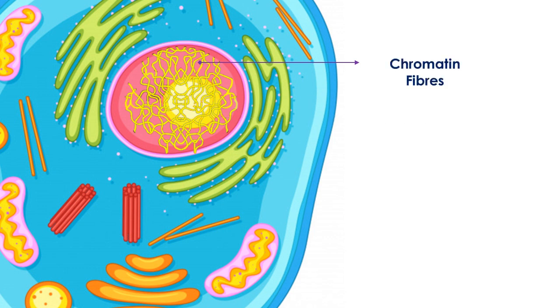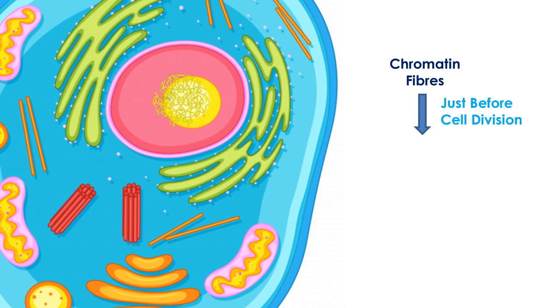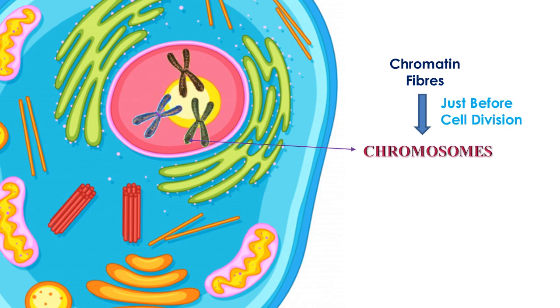What if the cell has to undergo cell division? Is it possible to divide such a cell into two equal halves with such a tangled bundle of threads? Of course not. So just before cell division, these chromatin fibers condense to form structures called chromosomes.